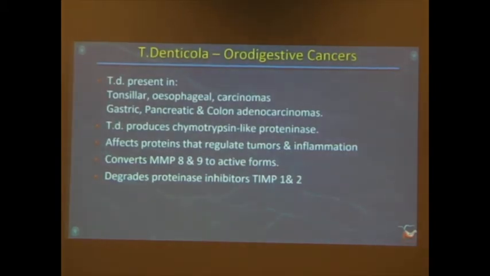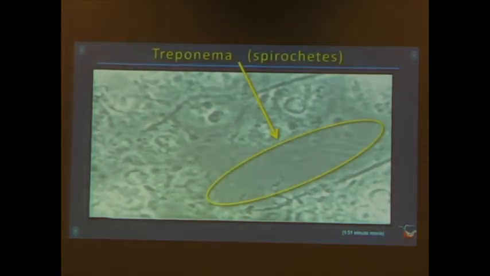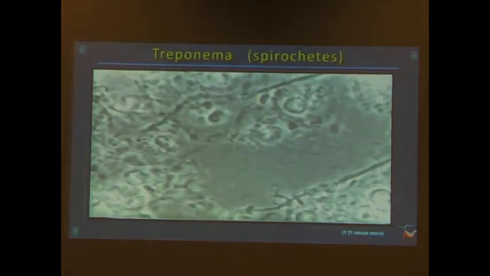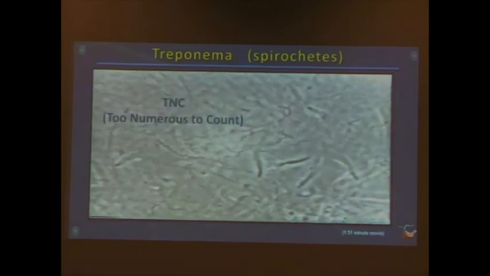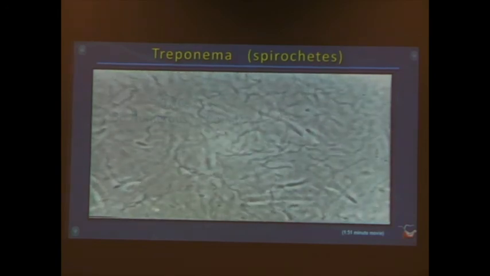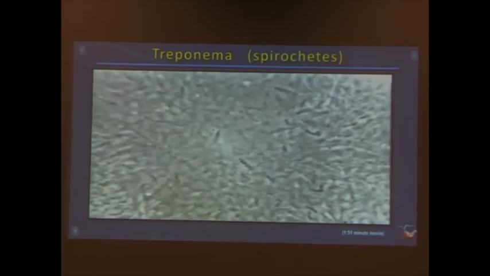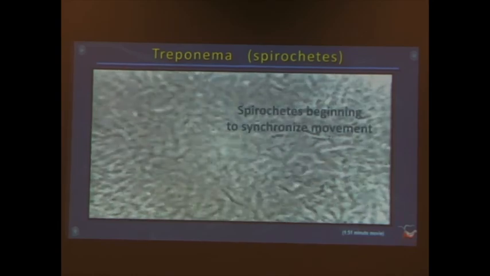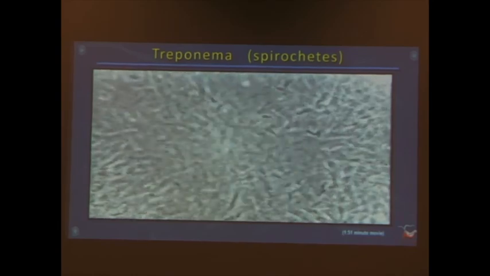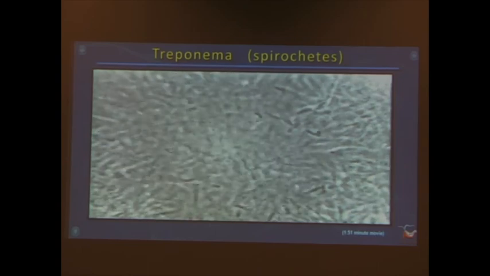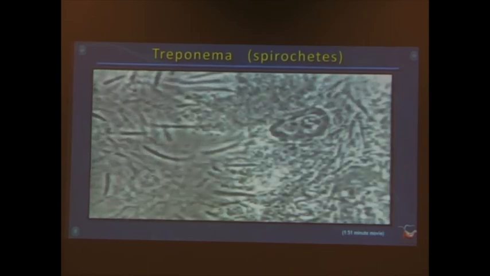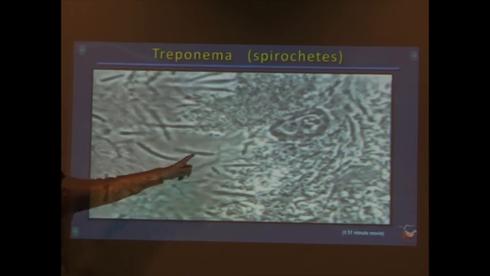We can skip that. Here's what spirochetes look like. Again, these things don't project too well. This is magnified 1,000 here. This is what we call two numbers to count, TNC. For those of you without microscopes, imagine patients looking at this. Sea of spirochetes and some rods.